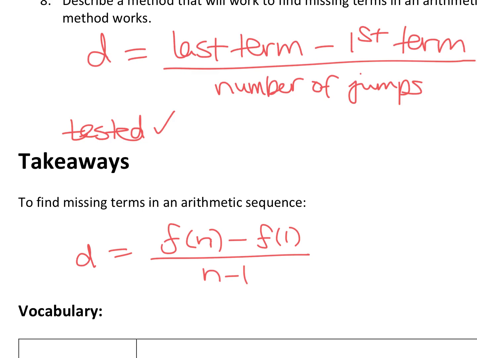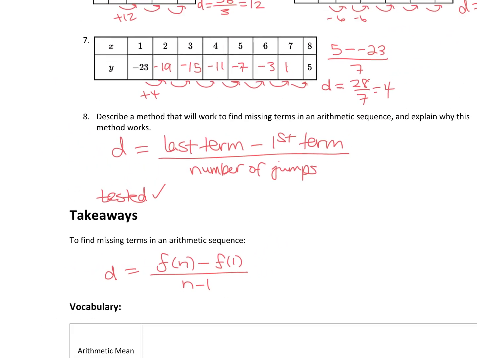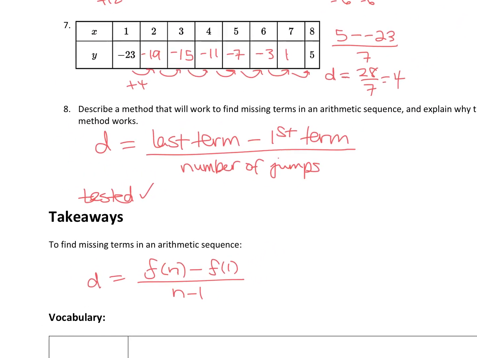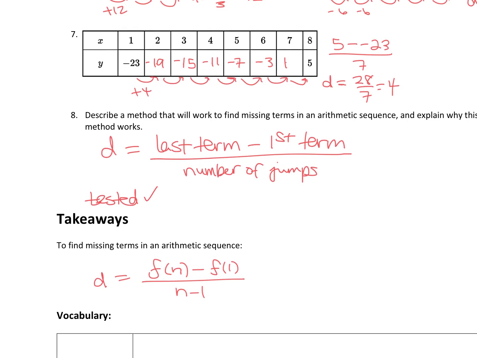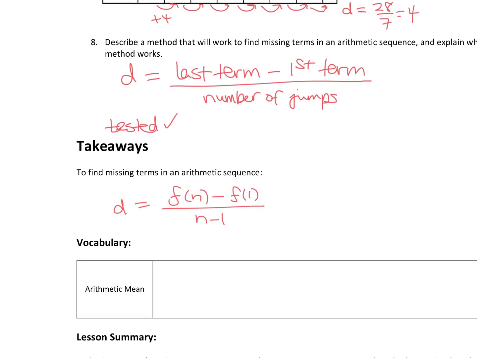And let me tell you what that means. So f of n, let's look at number 7, right? F of n is like f of 8. F of 8 was 5. Okay, so we would do 5 minus. And then f of 1 was negative 23. So we do the 5 minus negative 23. So that's the top. And then n minus 1 would be like, our last term was in the 8th slot, so 8 minus 1, which is 7 jumps, which is how many jumps we had for number 7. So it looks like a good formula.